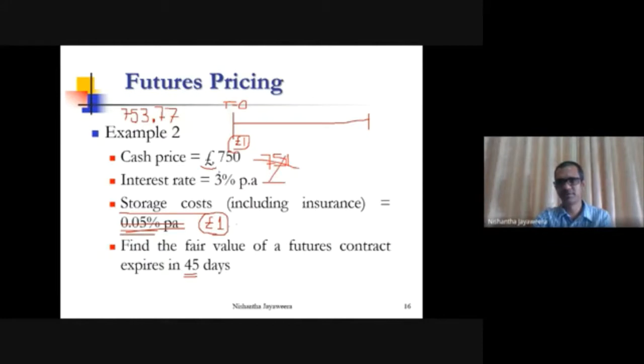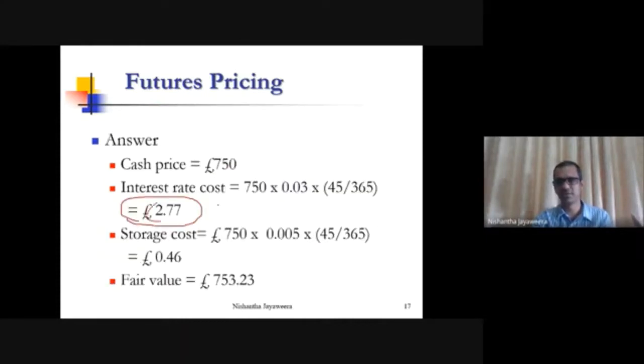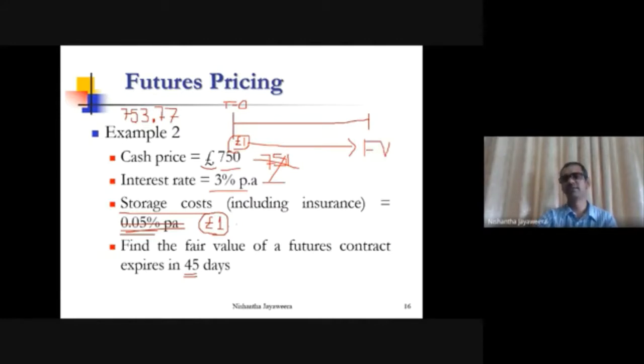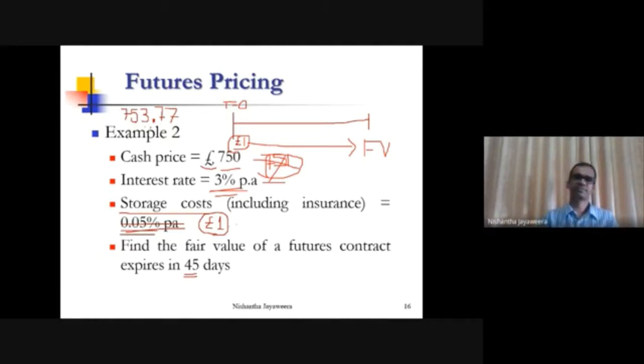Or you can forget about this 750 cash price. Your interest foregone on that is 3%. At 3%, you can calculate this 2.77. But you pay £1 for storage cost today. For that, don't you give up some interest for a 3-month period? So we have to calculate the future value of this £1 and add it. It's like calculating the interest on 751 at 3%. Then it should be more than 753.77, because you just add £1 here. It would be more than that. Is it clear?